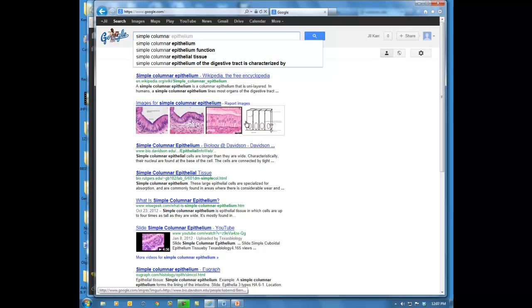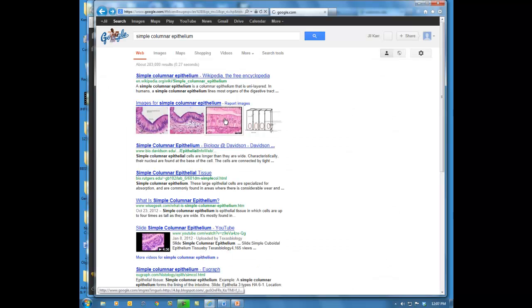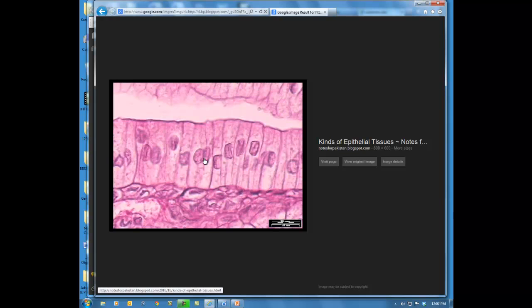There's a nice picture of simple columnar epithelium. Here we can see it's simple, which means we have one layer of cells. Columnar meaning we have tall, column-shaped cells. So even though there's other cells below it, the tissue type we're zeroing in on is this portion right here. So just focus in on where the arrow is pointing, or if we have a slide, we'll make sure you can identify which part of that slide we want you to look at.